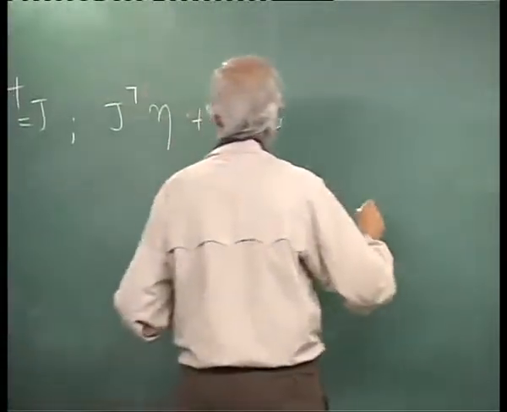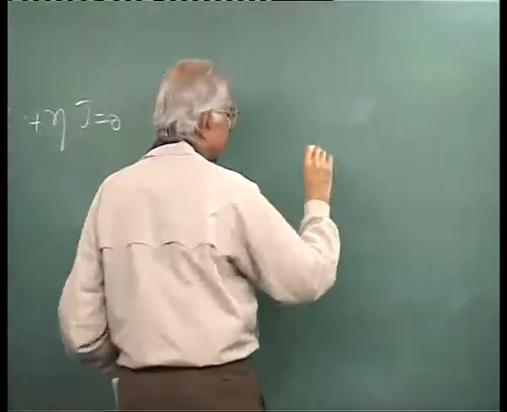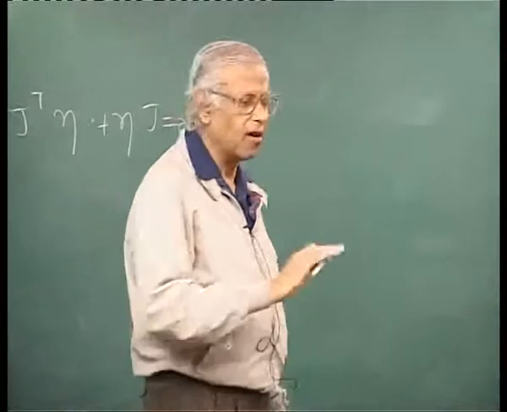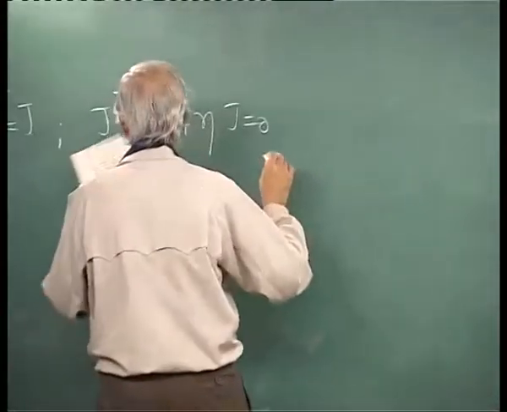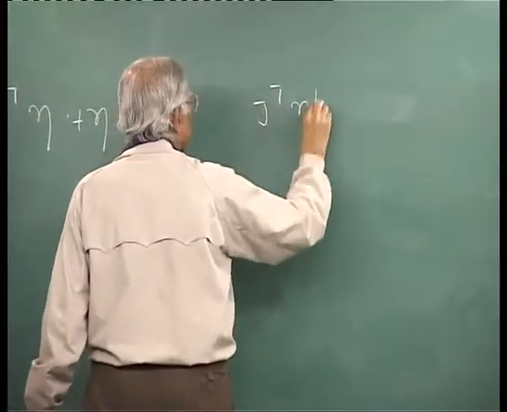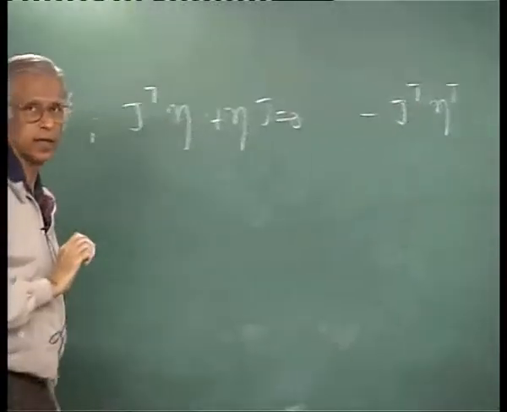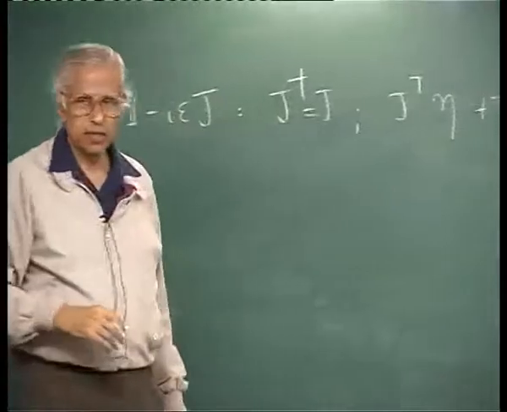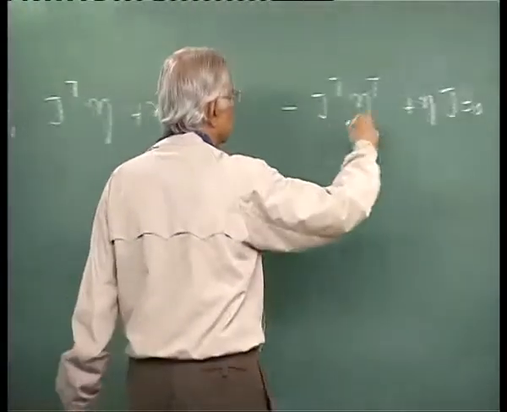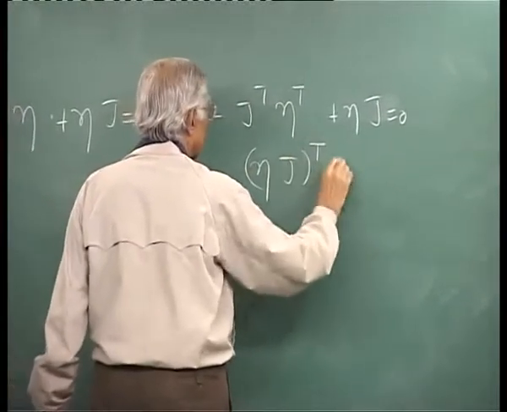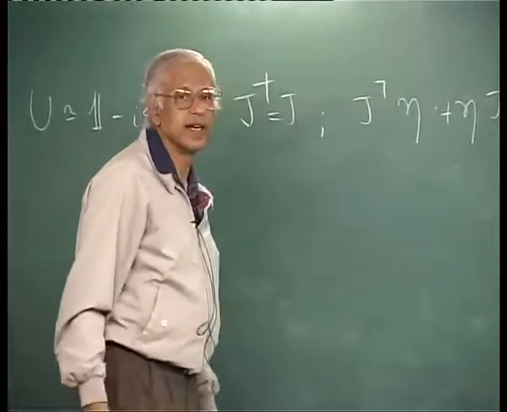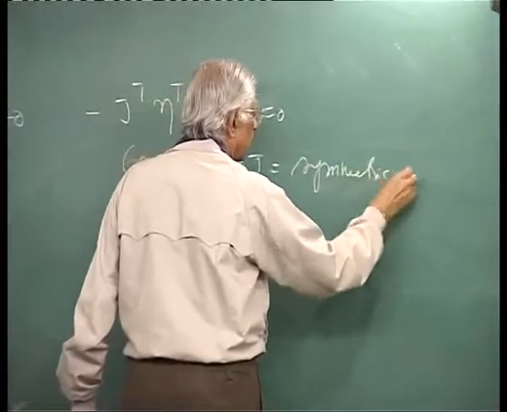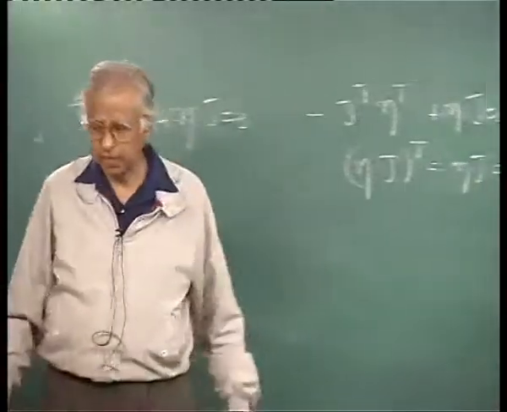Now, this can be written in the following way. Look at this first term. Remember, eta is antisymmetric. It has many properties. Eta is anti-Hermitian, eta is antisymmetric, eta is real, eta squared is minus 1. All of these are important. In one way or the other, we will use them. First term, I will use the fact that eta is antisymmetric. So I might write it in this way. Plus eta J equal to 0. Right? So what does this mean if you take this term to the right? It says eta J transpose is equal to eta J. Eta J equals symmetric, and of course it is complex. These matrices are complex.